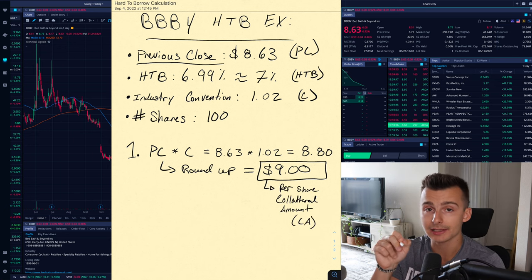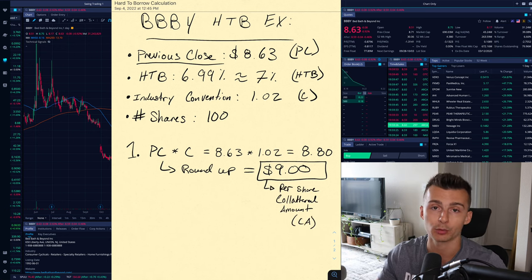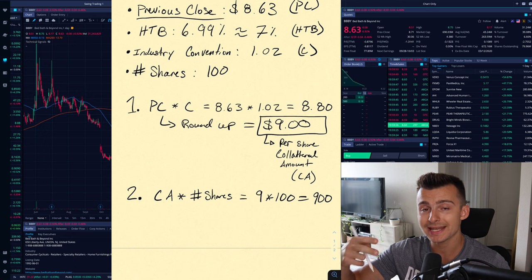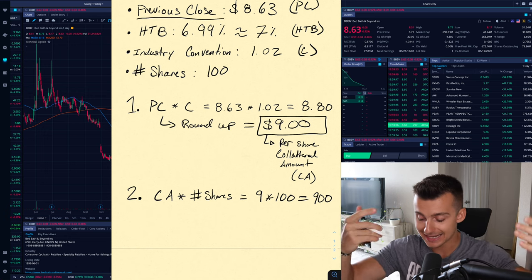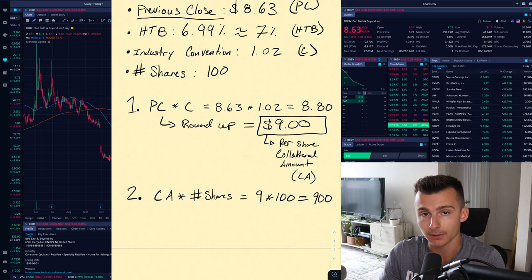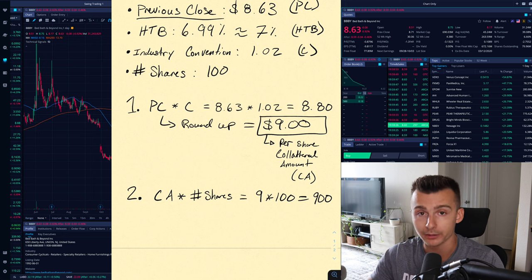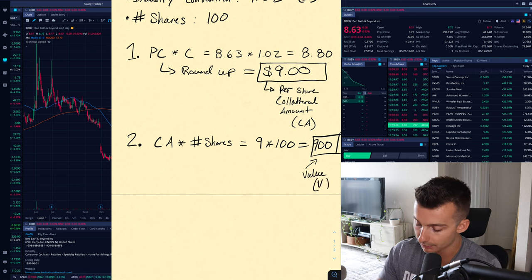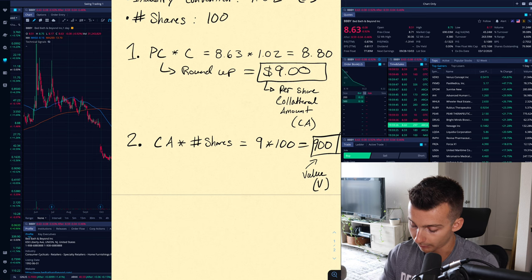That $9 is called your per share collateral amount. In terms of variables, I'm going to call that CA for collateral amount. Step two, we take that per share collateral amount, CA, and multiply it by the number of shares. In this case, I'm borrowing 100 shares. So 9 times 100 equals 900. This will be the value of our trade. I'm going to call this variable V going forward into step number three.